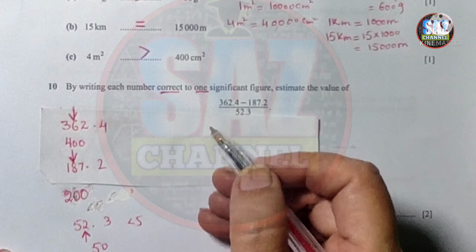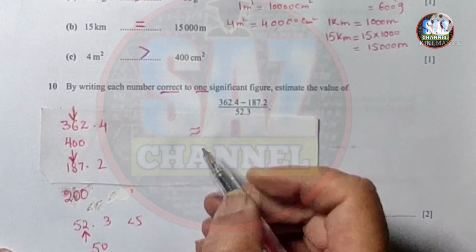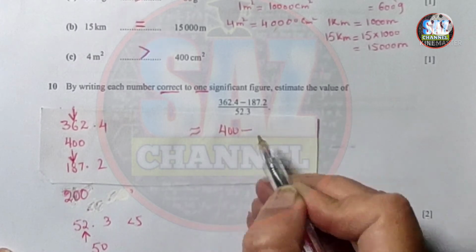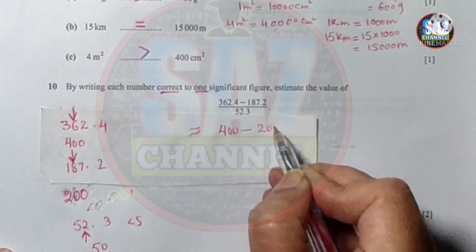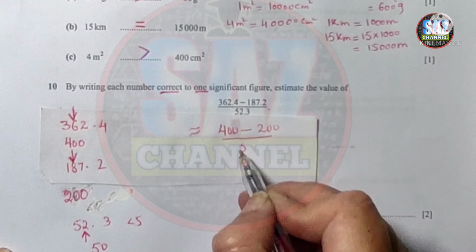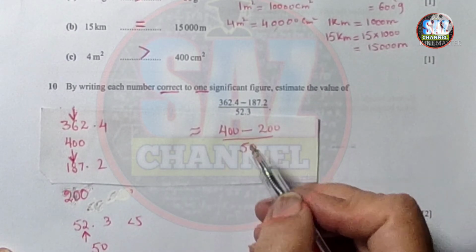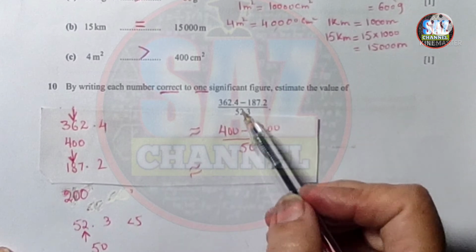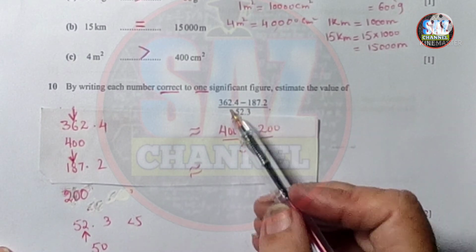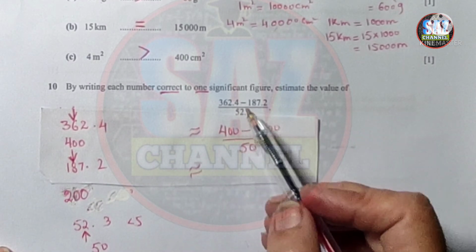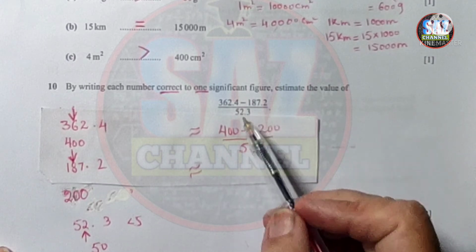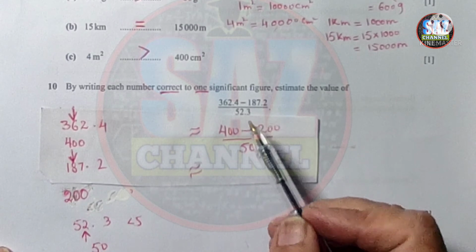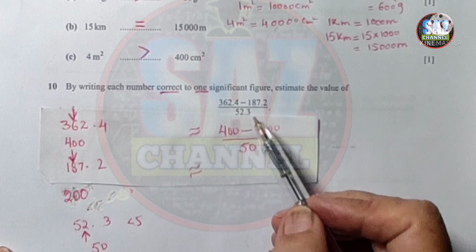Now on the working space, this is 400 minus 200 upon 50. I always advise my students not to go for actual multiplication, subtraction and division, because these are large numbers and they will put you in trouble, because in paper 1 we are not supposed to use calculators.